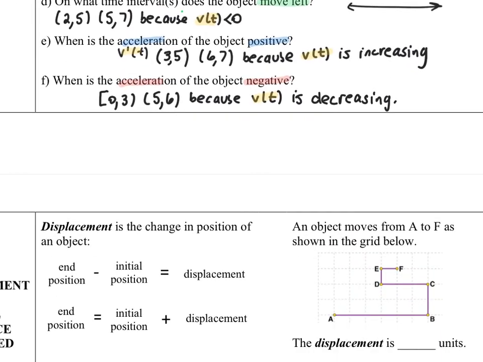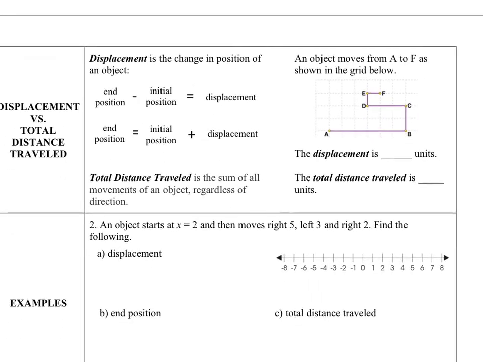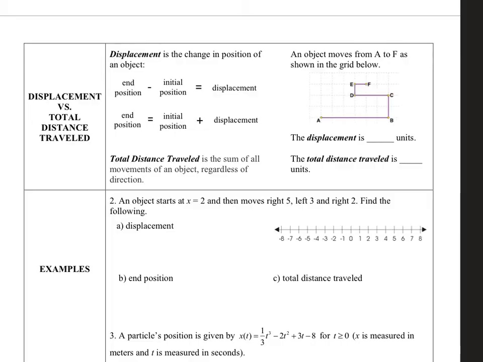The next thing we're going to talk about is the difference between displacement and total distance traveled. Displacement just refers to an object's change in position. So from its initial position to its ending position, how much did it change? And I've twisted this formula around a little bit. If you take your end minus your initial, you get your displacement. But if I add this initial position to both sides, I get my ending position is initial plus displacement.